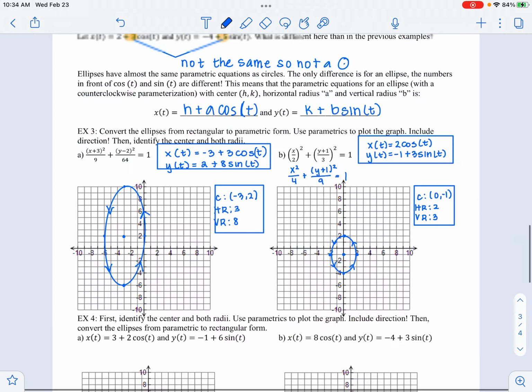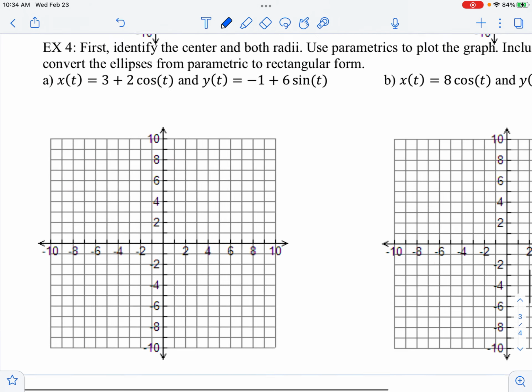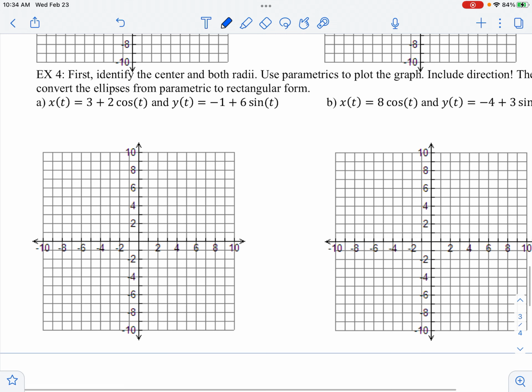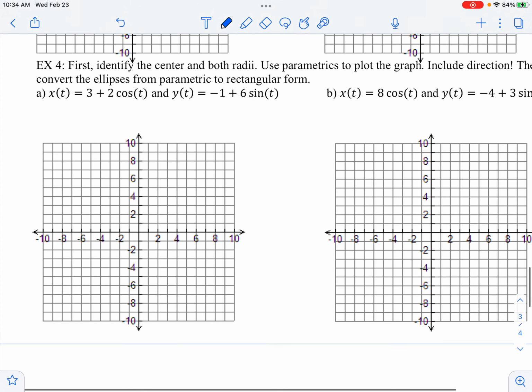All right, last two here. We're going to do the first one together. Try the last one on your own. First, identify the center and both radii, meaning the vertical and horizontal. Use parametrics to plot the graph, include direction, then convert the ellipse from parametric to rectangular form.